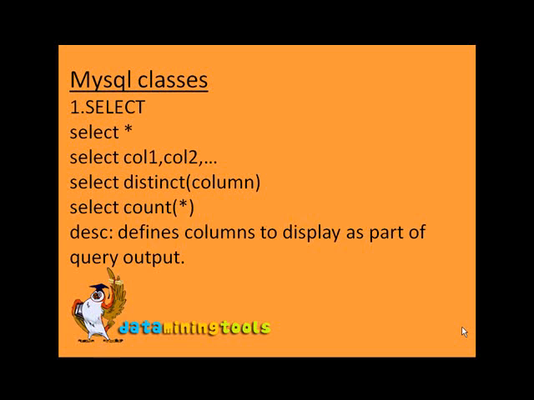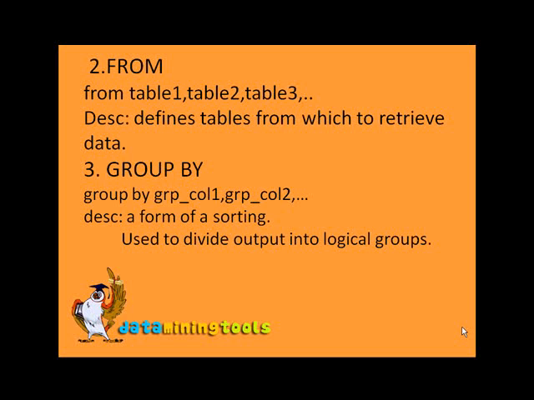Let's explore some of the MySQL clauses. Select star is used to select the entire table. Select columns displays the specified columns. Select a distinct column. Select count star displays the count of the rows. From defines the tables from which to retrieve the data. You can use a single table or multiple tables.